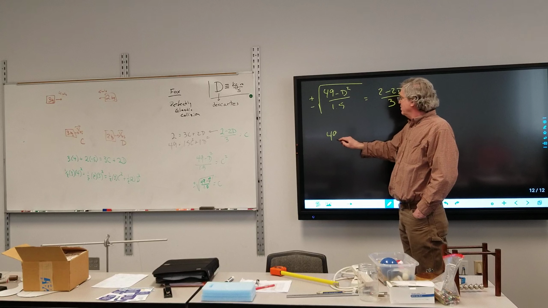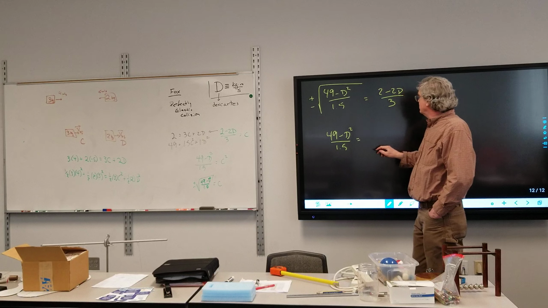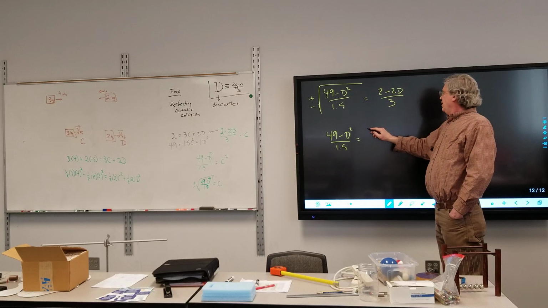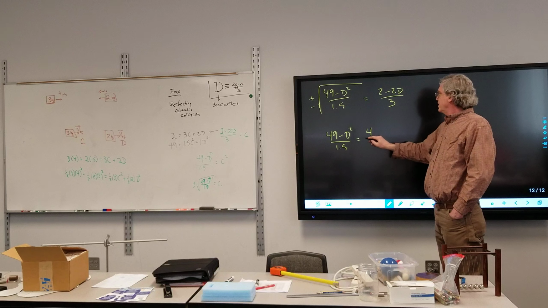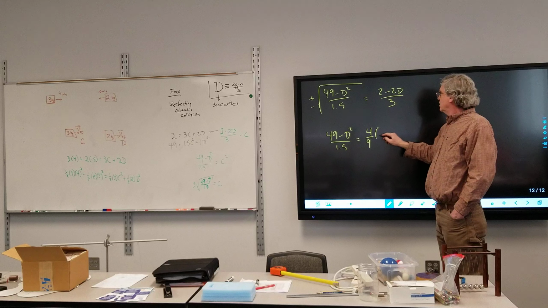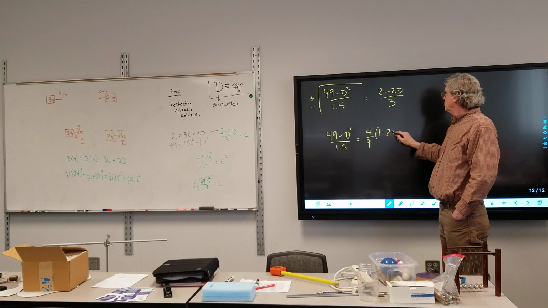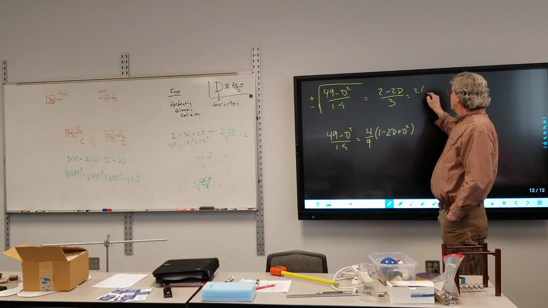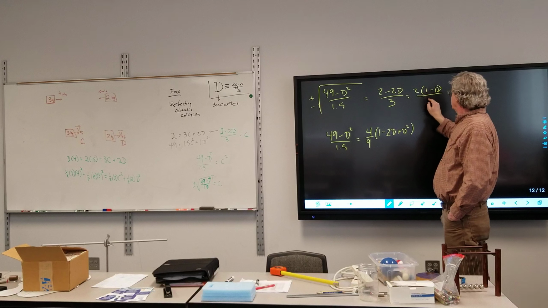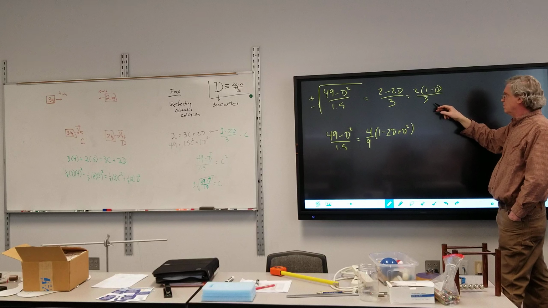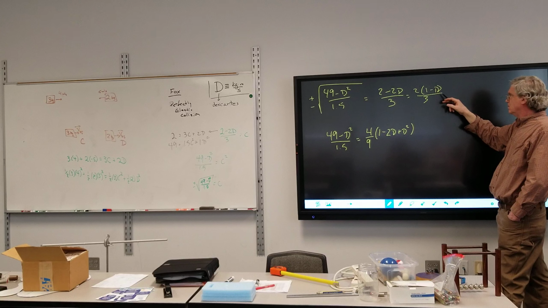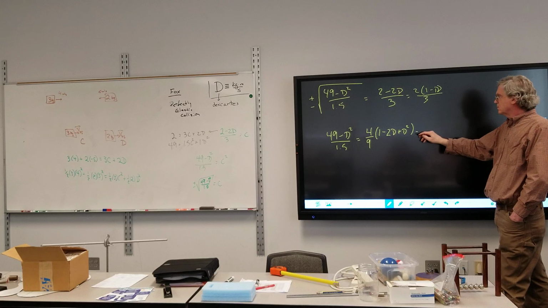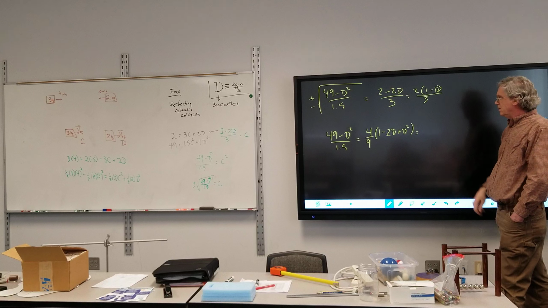So I have 49 minus D squared over 1.5 equals that squared, 4/9 times 1 minus 2D plus D squared. Make sure I didn't make a careless error there. Squared, 4/9, and then 1/2. Okay. Now what?